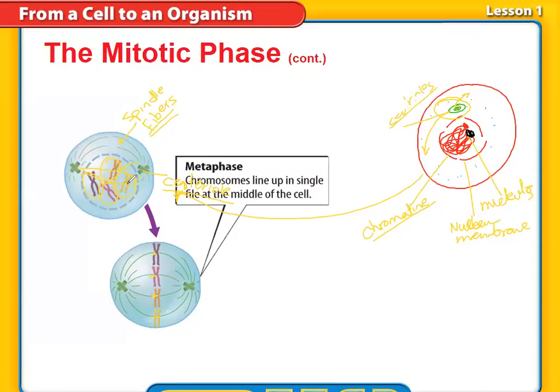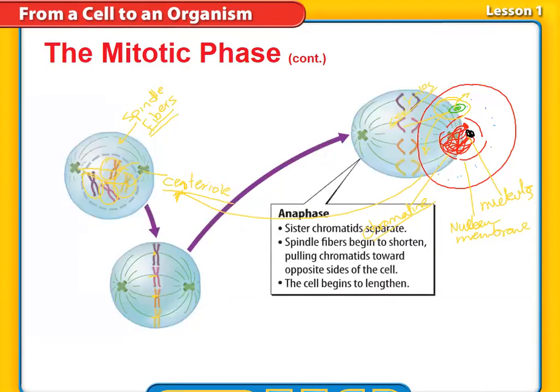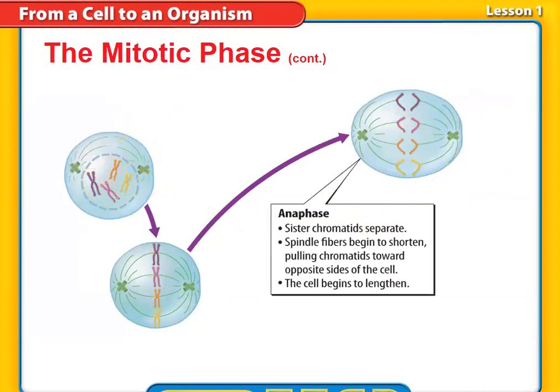After metaphase, we pass to the third phase. Anyone remember the name? Anaphase. So let's see what happened in anaphase. As you can see, what's happening? I'm going to clear the drawing. What happens in anaphase, guys? They separate. Yes, they separate. Actually, the word ana in Latin means separation.